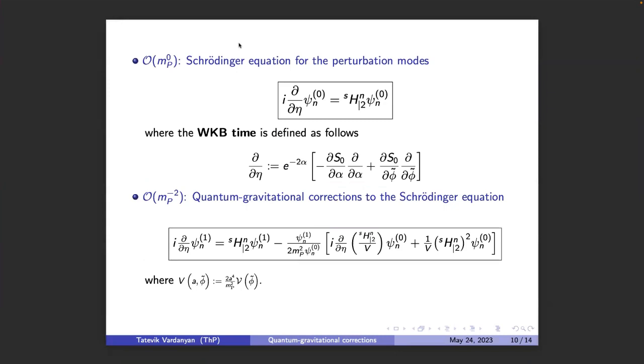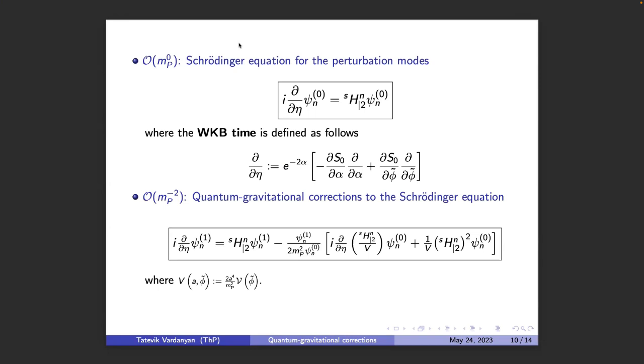So now we have a classical background and quantum perturbations propagating on that classical background. Basically, we have QFT in curved spacetime here. As I said, we don't have a fundamental notion of time in the Wheeler-DeWitt equation, so here we can introduce time again by this relation. At the next order, we can also obtain quantum gravitational corrections to the Schrodinger equation.